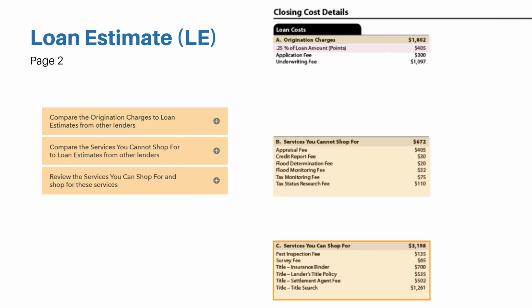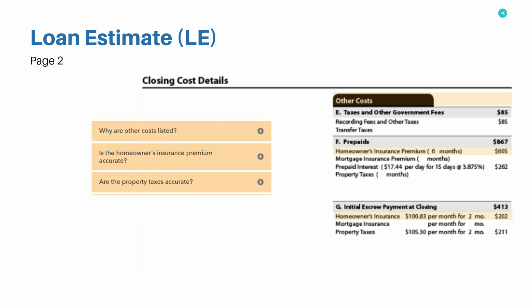You can't shop for an appraiser or where to pull credit or get a flood cert or things of that nature. And then section C are the services you can shop for. You can pick your own title company or pest inspector or surveyor. However, I'd suggest going with recommendations from your lender or realtor. The next section on the right-hand side of page 2 shows the other costs. These are the recording fees and transfer fees with the city, the county that you should expect.